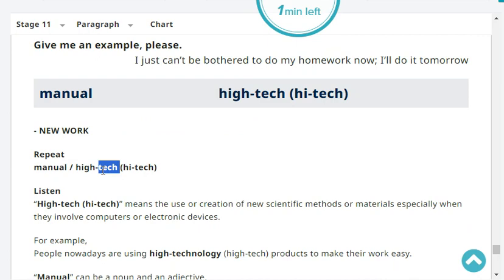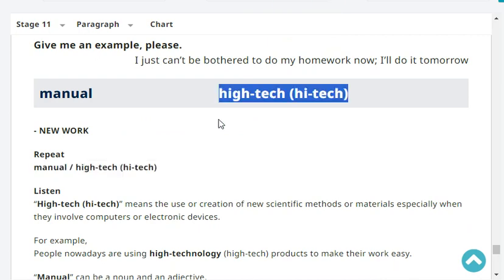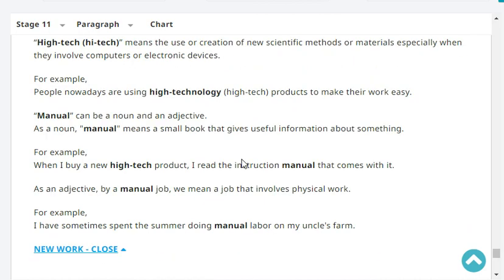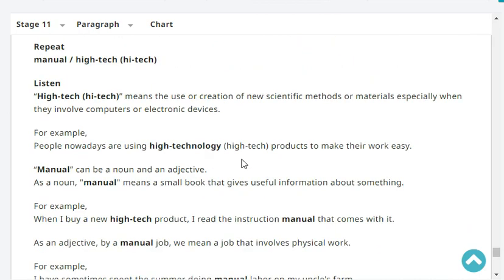Very good. Next, repeat. Manual. High tech. High tech. Okay, very good. Sorry, I couldn't hear. High technology. High tech. Very good. Thank you. Okay, listen.